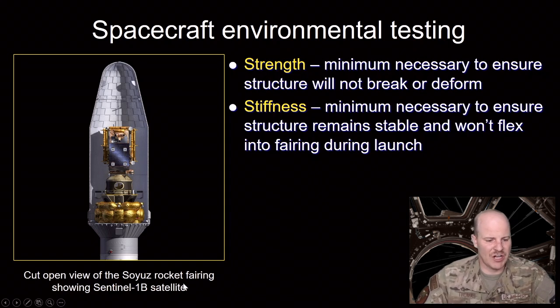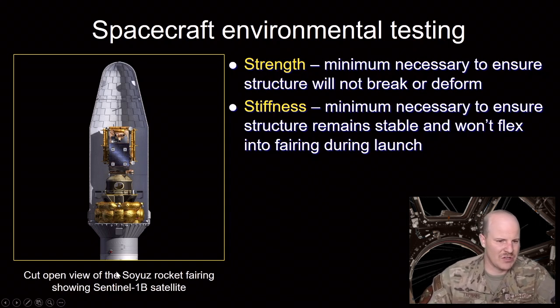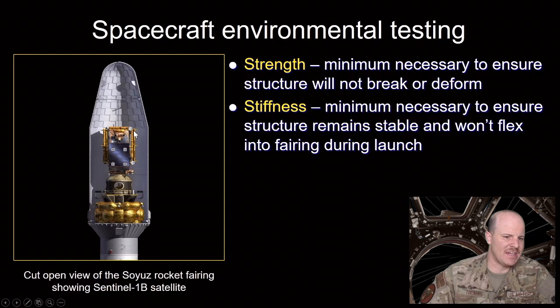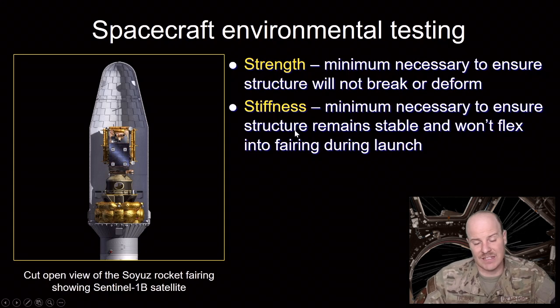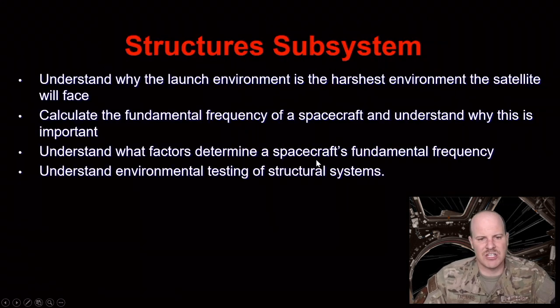So here's an illustration, like a cut open view of a Soyuz rocket. And here's our spacecraft as it would be mounted as it's going up to orbit. So you can see it's kind of on the top of the rocket here within this fairing. The spacecraft's going to shake, but we want that shaking to be such that it's not going to hit the walls of the fairing here and potentially damage the spacecraft. So we've got to get a stiffness that's high enough that it does the job for us.